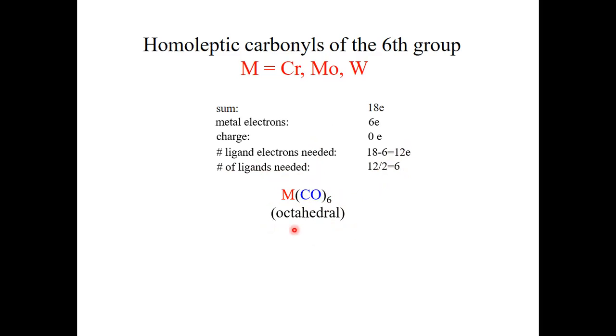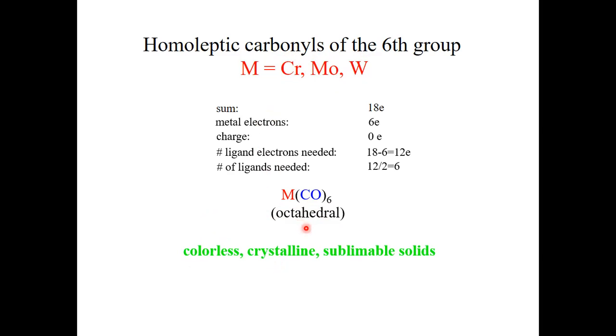Which structure would we expect? Well, for the coordination number 6, you know that the octahedral structure is by far the most preferred structure. We have no reason to assume why another structure would form. And indeed, these compounds make octahedral structures. So all these 3 carbonyls, the chromium, the molybdenum, the tungsten hexacarbonyl, are stable, crystalline, sublimable solids made of M(CO)6 octahedra.